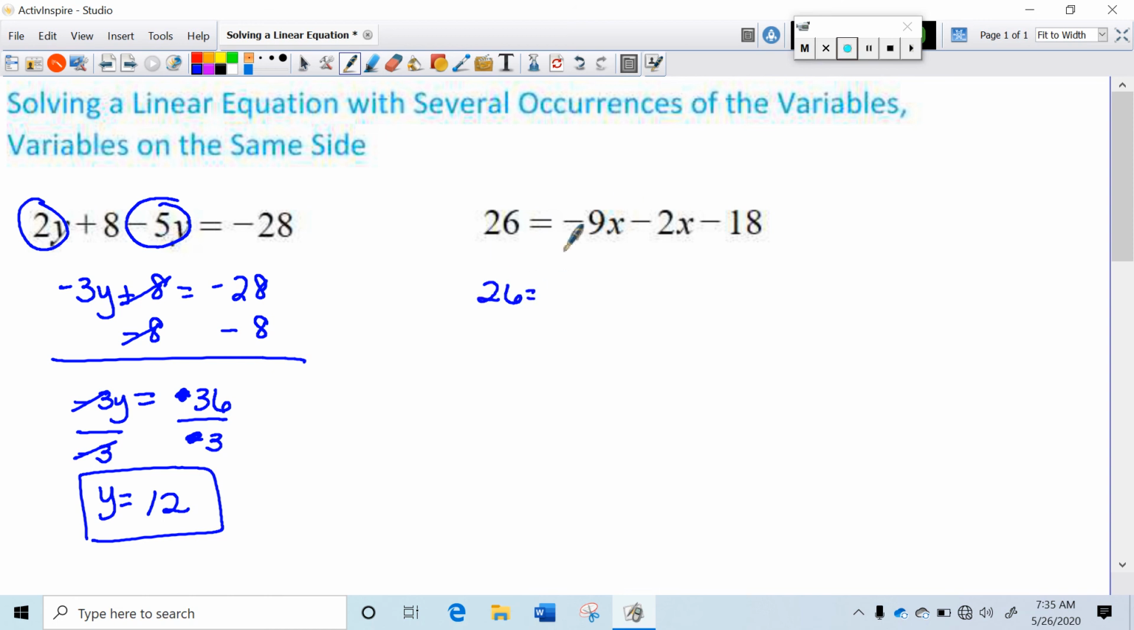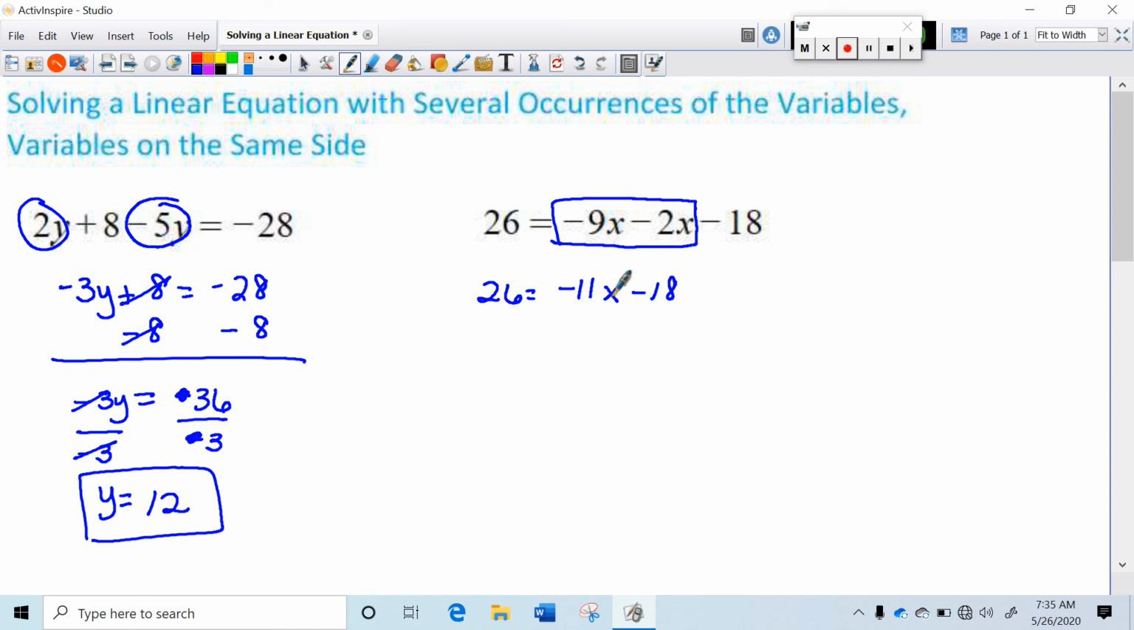Okay, so in front of the equal sign, I just have a 26. After the equal sign, I know how many x's I have. I have negative 9 x's, and then I have 2 more negatives. So that's a total of 11 negatives for my x's. And then copy down the minus 18.